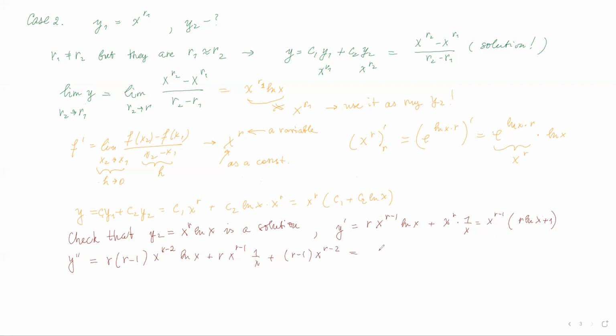Maybe I should simplify it. So I have r minus 1 ln of x plus r minus 1. And here x to the power of r minus 2. I'm taking r minus 2 everywhere. And this one is going to give me 2r. Maybe I should just write down 2r instead of copying everything two times. So let me erase it.